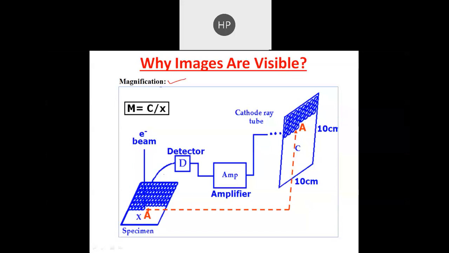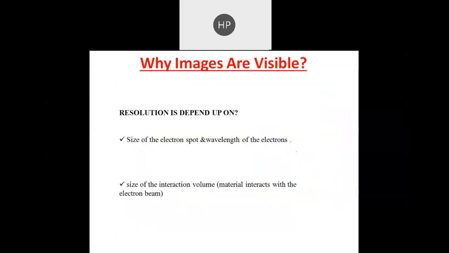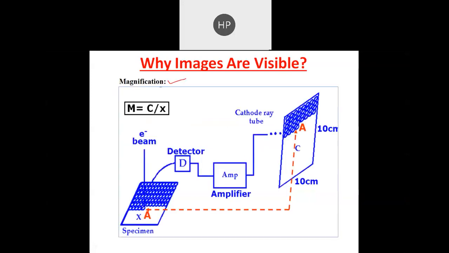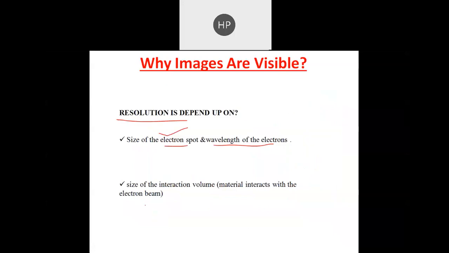So what is the incident area of that specimen, and what is the resolution that we are getting, and based on that we are able to get the magnification of the image. And the resolution depends upon the size of the electron spot and the wavelength of the electron. So where the electron is spotted, or in which area that electron is spotted, based on that the resolution will be obtained.